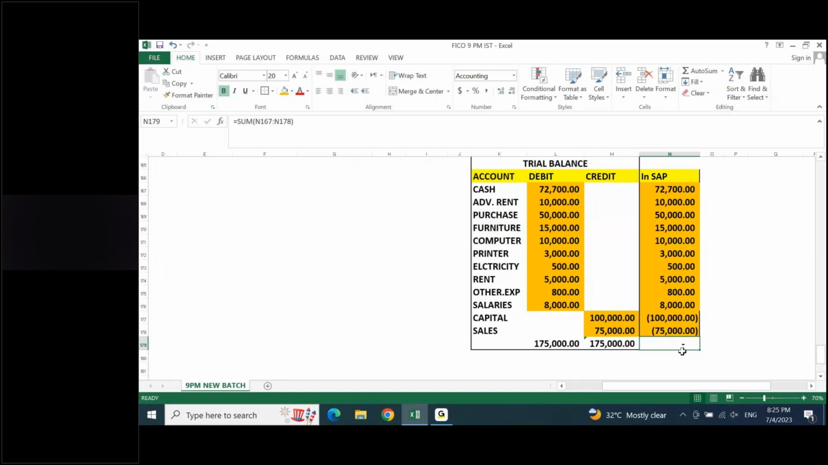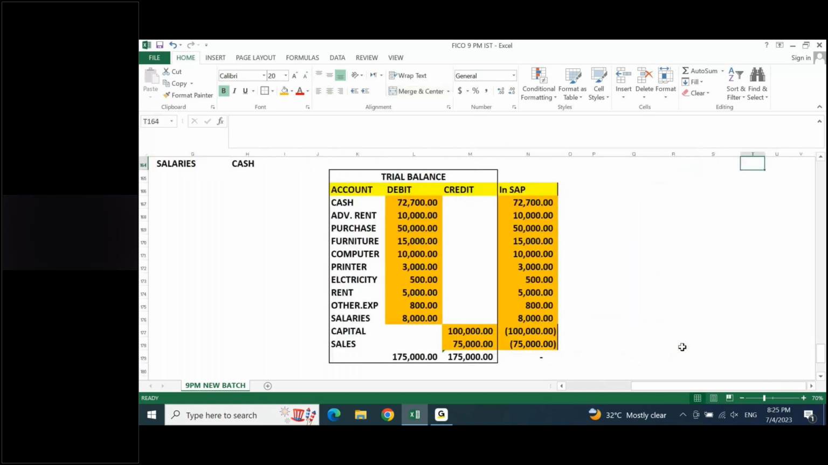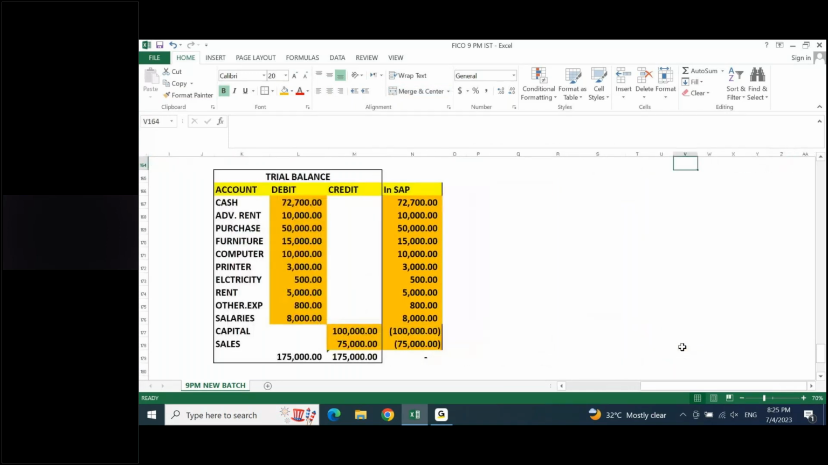Correct? If you see the total, it is 0. Now the same thing you will have to get from your SAP when you perform this. Next, after trial balance, what do we do? Profit and loss account.